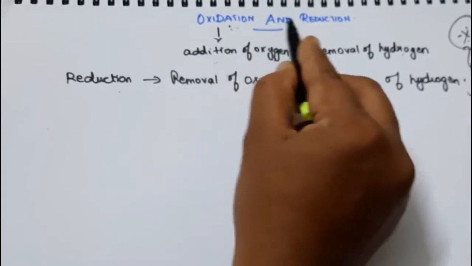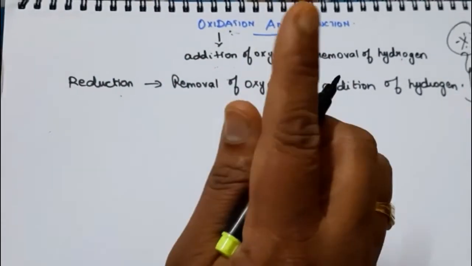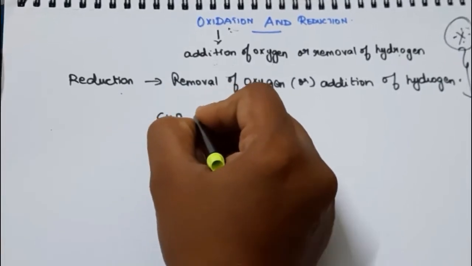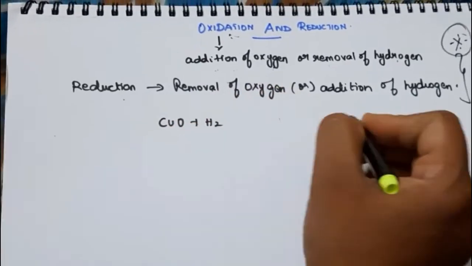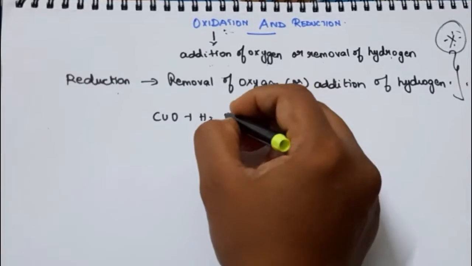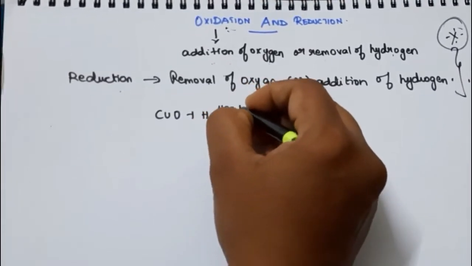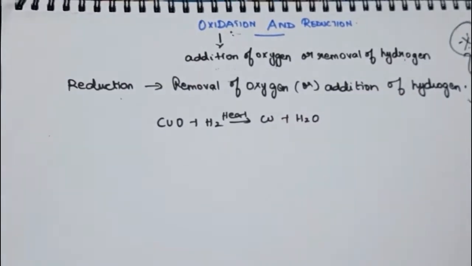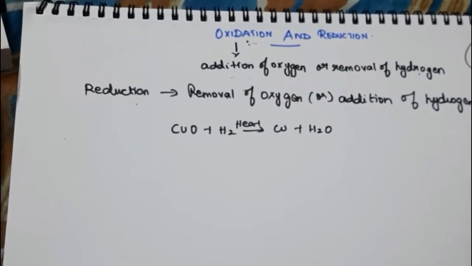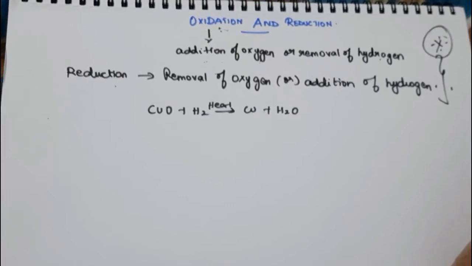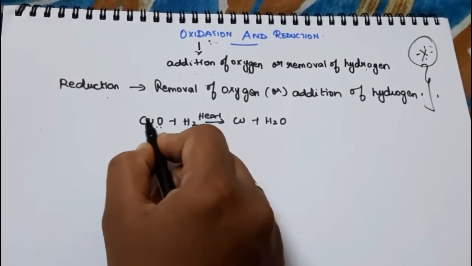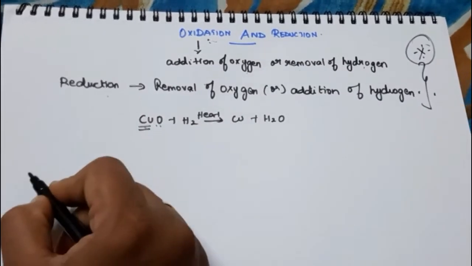Let me explain this topic with a simple example. Copper oxide, when it reacts with hydrogen in the presence of heat, gives copper and a water molecule. So in this reaction, copper(II) oxide has copper in the +2 oxidation state.